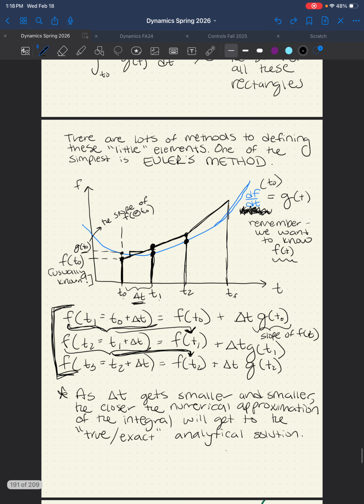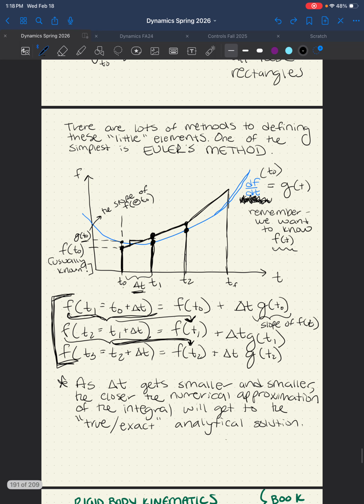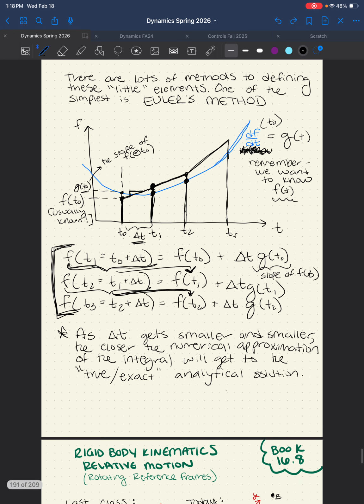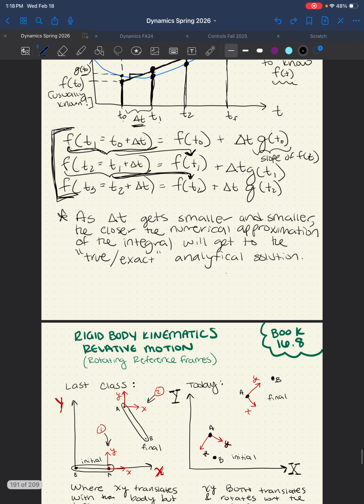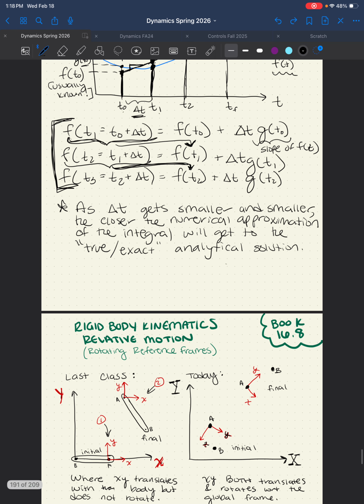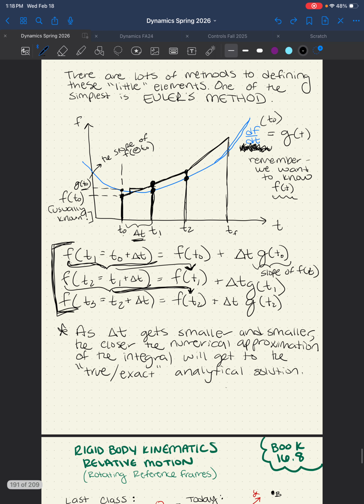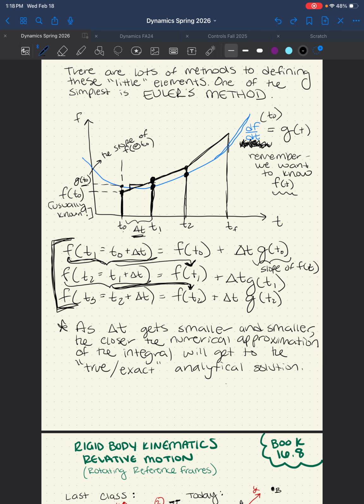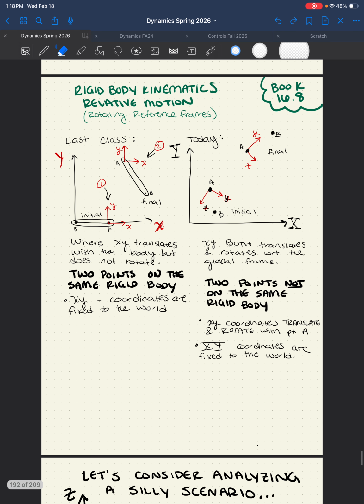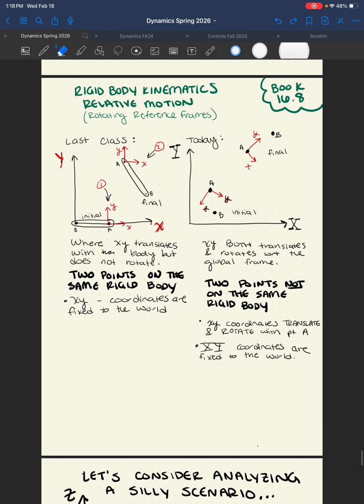Okay, if this resonated with you, great. If it didn't, there is a different version of an explanation of Euler's method that I have posted on Canvas. So there's a separate video, linked on Canvas. If this is totally confusing to you, maybe go check out that video next. Okay, we're going to go on to our regularly scheduled material.